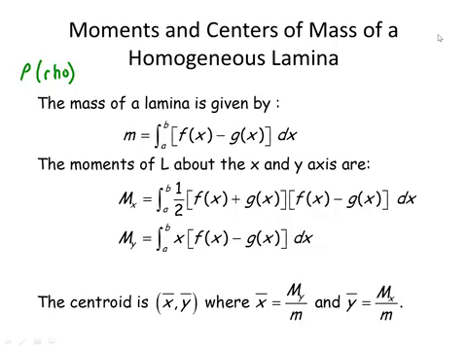All right, so what are we going to do here? Well, in order to find the centroid, like we talked about last week, your centroid is x bar, y bar. So x bar is going to be m sub y over m, and y bar is going to be m sub x over m.